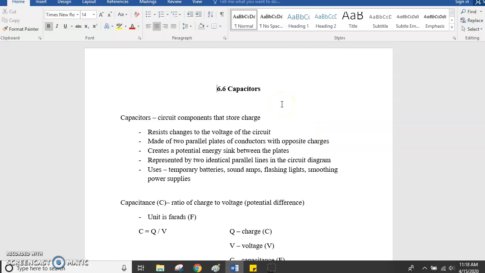Capacitors, this is 6.6. This is where I get a little bit fuzzy, I have to admit. I added this material and I'm not 100% certain about how this all works together, but that's okay. Capacitors are an important part of circuits.